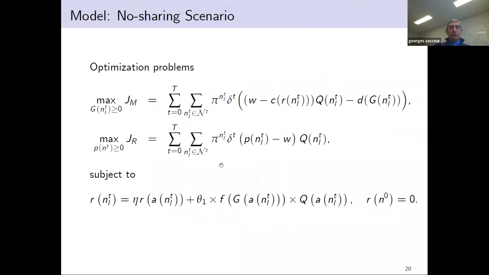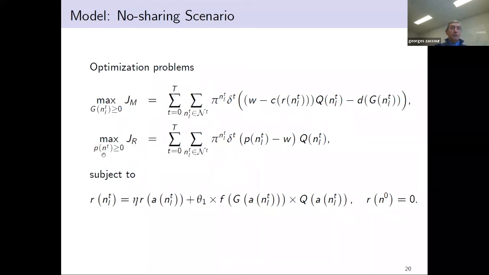So here are the different models. In the no sharing scenario, what do we have? We have the manufacturer maximizing with respect to the green activities. Pi is the probability of passing through this node. Delta is the discount factor. W minus C of Rn is the margin multiplied by the quantity, minus the cost of green activities. And you take the sum over time and over all nodes.